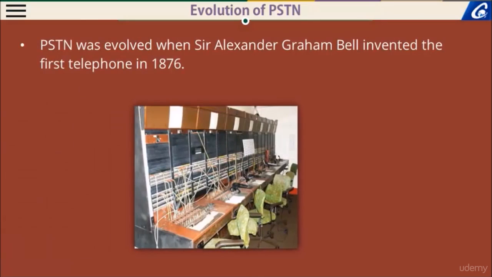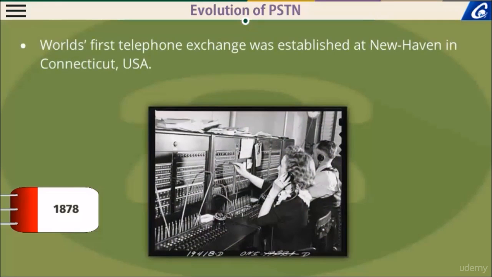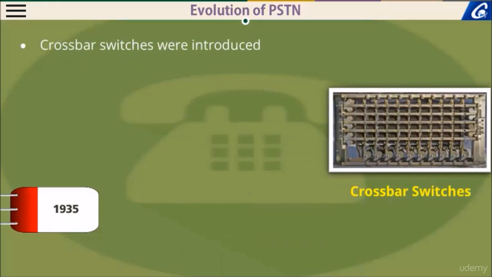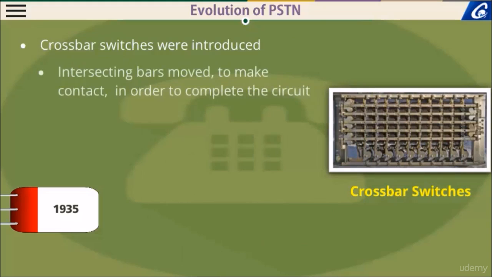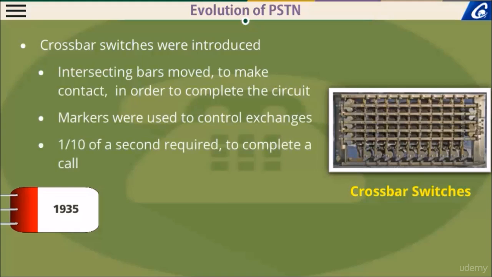PSTN evolved when Sir Alexander Graham Bell invented the first telephone in 1876. In 1876, the world's first telephone exchange was established at New Haven in Connecticut, USA. In 1935, crossbar switches were introduced. Intersecting bars in the crossbar switch moved to make contact in order to complete the circuit. Also, markers were used to control exchanges. It took only 1/10 of a second to complete a call.